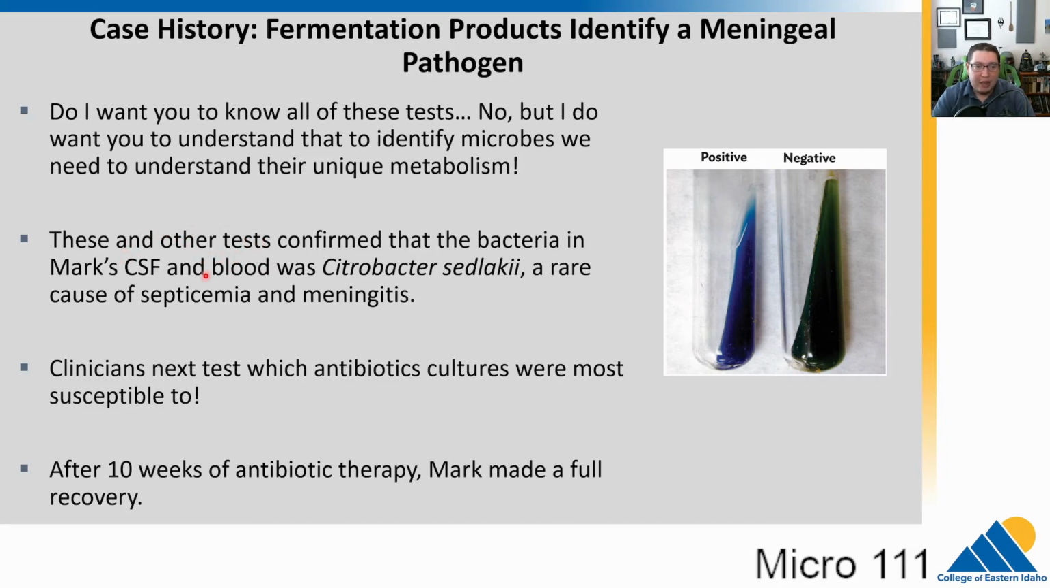And in this case, they're going to identify it as Citrobacter in his blood, which is causing septicemia and meningitis, which is pretty rare. But they're going to take that bacteria and test it with different antibiotics to find which antibiotic works best for it. And in this case, after 10 weeks, that antibiotic therapy is going to probably save his life, and he's going to make a full recovery.